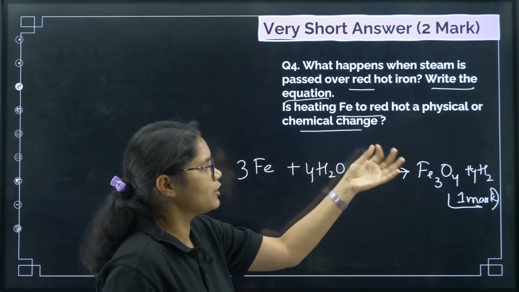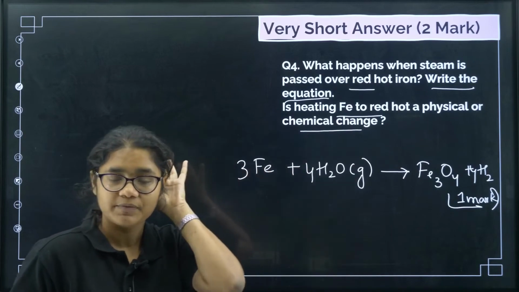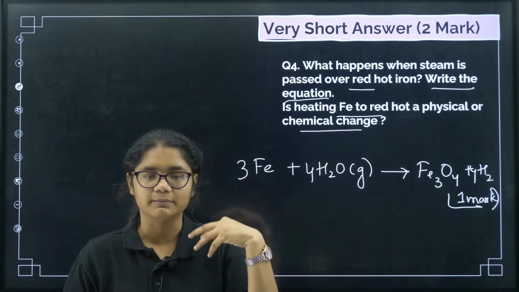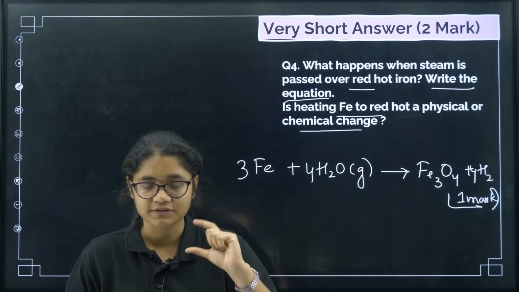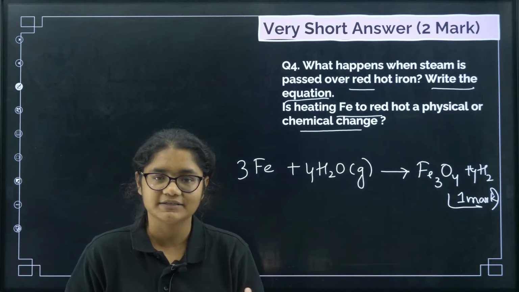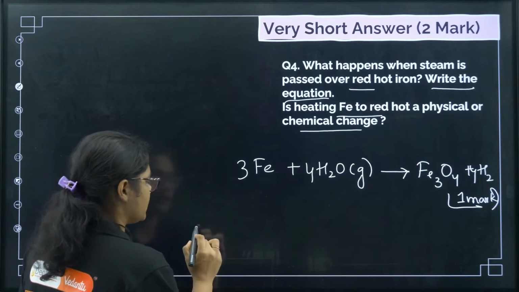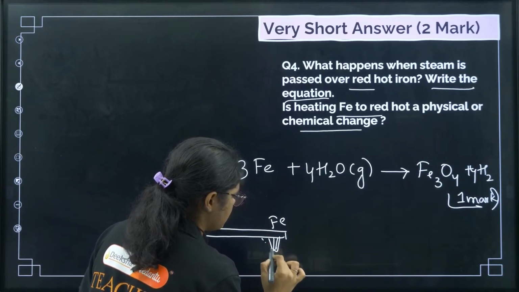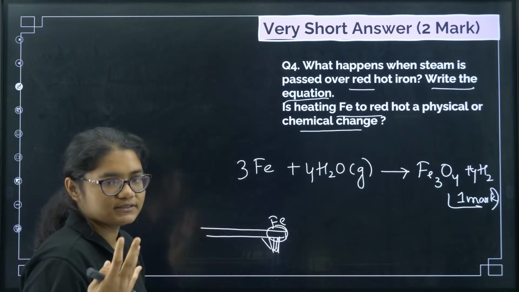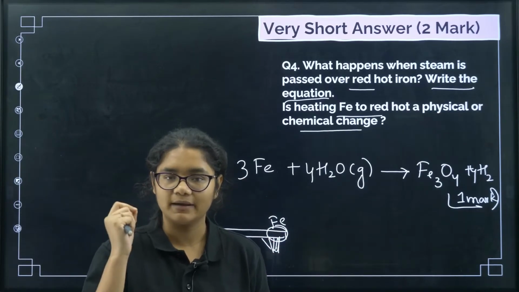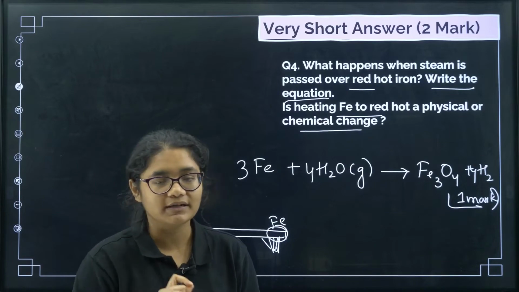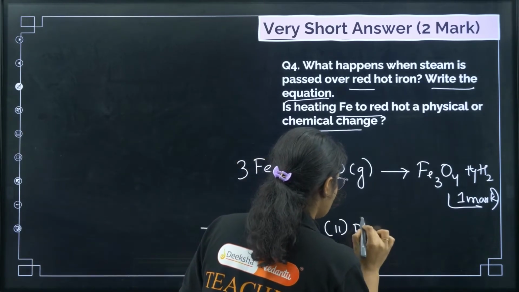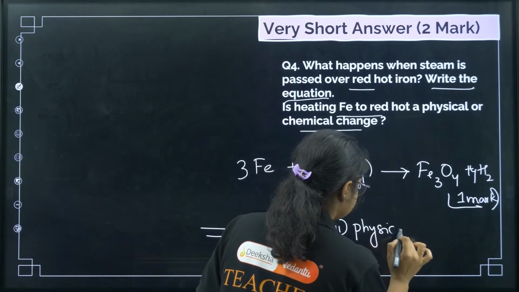Is heating Fe to red hot a physical or a chemical change? So now if you just heat it, the color will become red hot, but the substance is not undergoing any chemical change, it is still iron, right? If you take a rod of iron and start heating it on one side, will this substance change to give you anything? It will still remain iron only. So there is no chemical change happening here. So is it a physical change or chemical change? You will write this is a physical change.